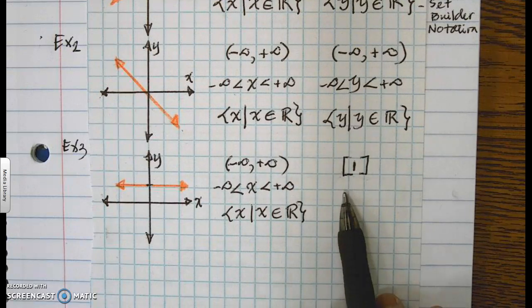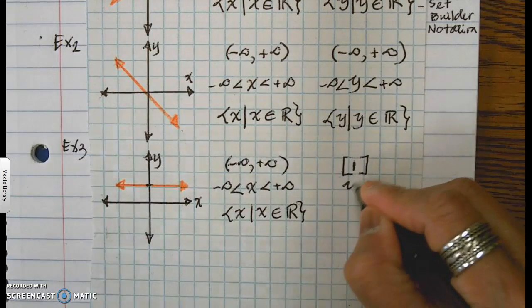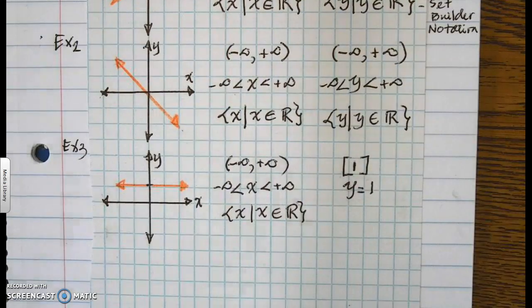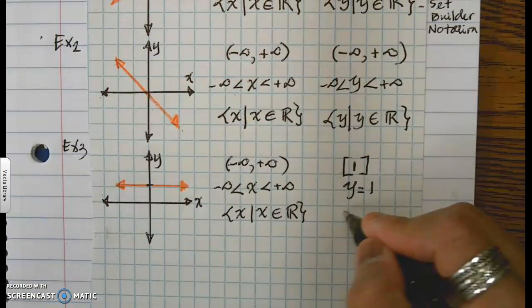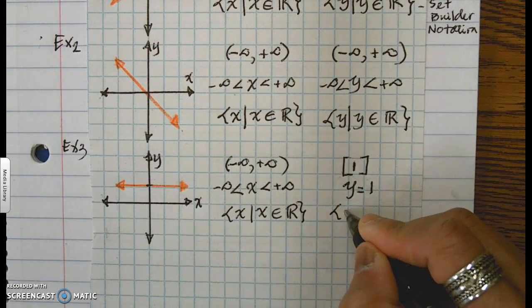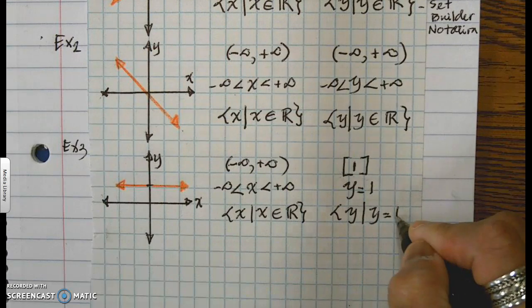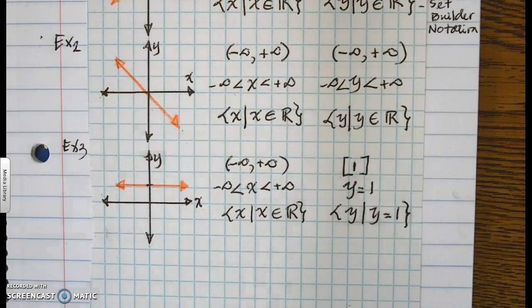For the inequality notation, it's not inequality, it's equality. So you're going to say y is equal to 1. And for the set builder, it's just going to be that the range is the y value such that y is equal to 1. That's all you're going to do.